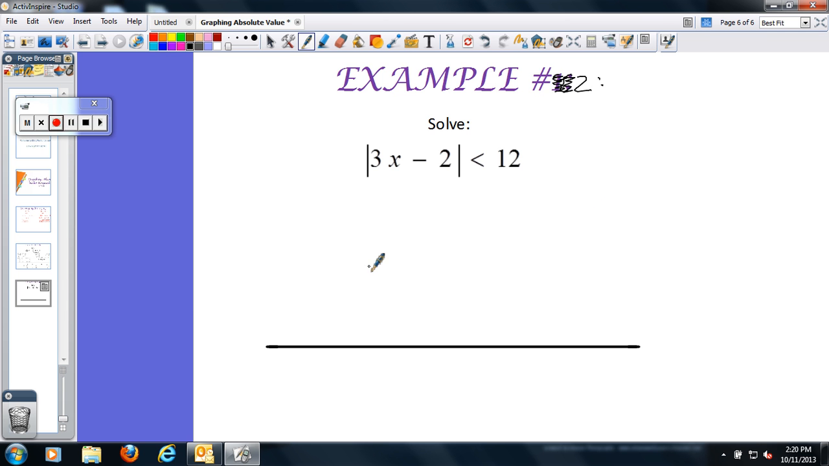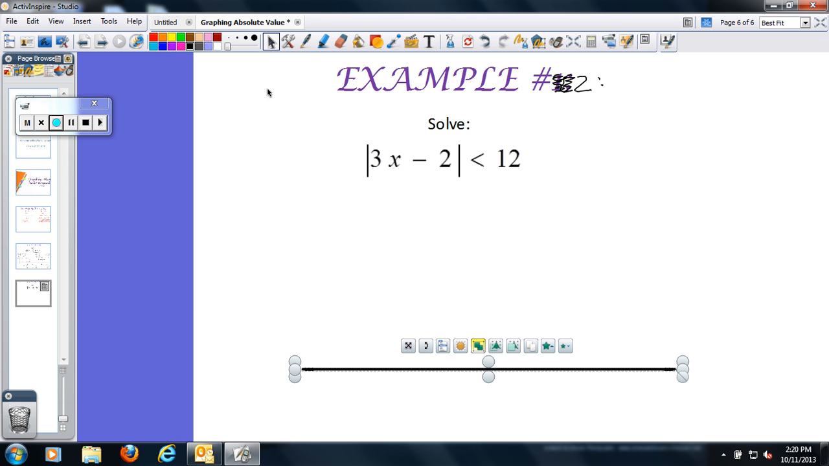Okay? And it's the same idea as what we just did. So we're going to start by solving the inequality. In this one, the absolute value is by itself, so I can make my two equations. I've got 3x minus 2 less than 12, and I've got 3x minus 2 greater than negative 12.